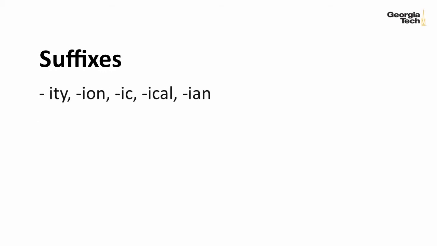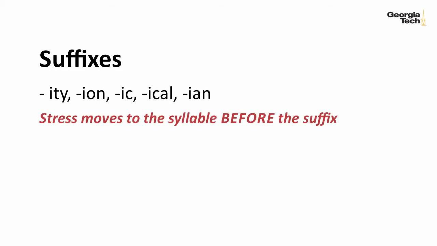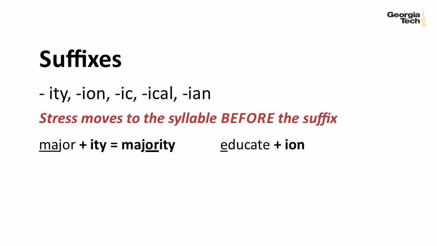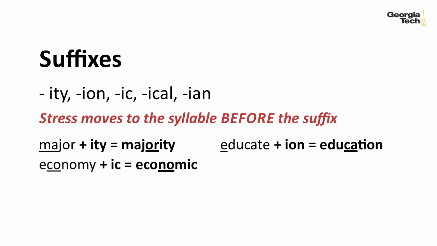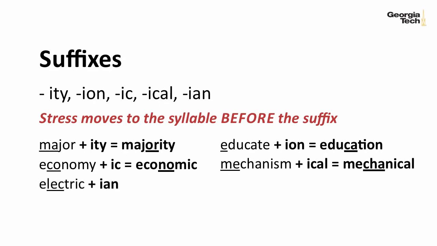However, the following suffixes do change word stress. Listen to how the stress moves right to the syllable immediately before the suffix. Adding this to major, it becomes majority. Adding this to educate becomes education. Adding this to economy becomes economic. Adding this to mechanism becomes mechanical. And adding this to electric becomes electrician.